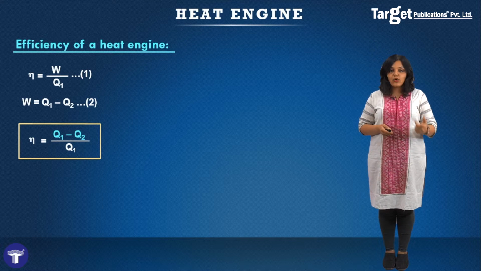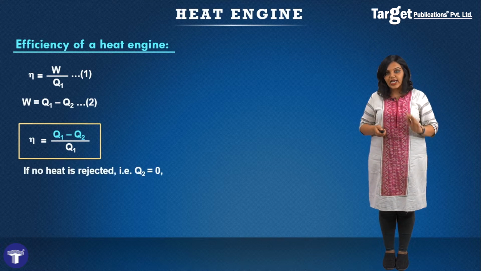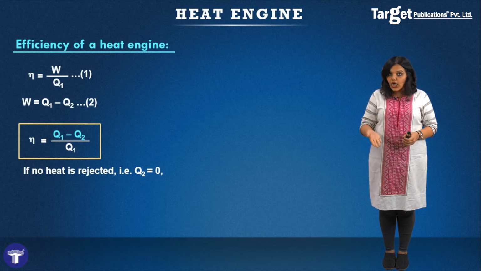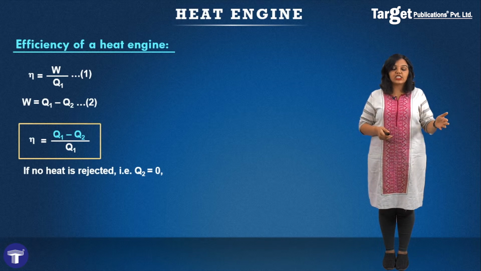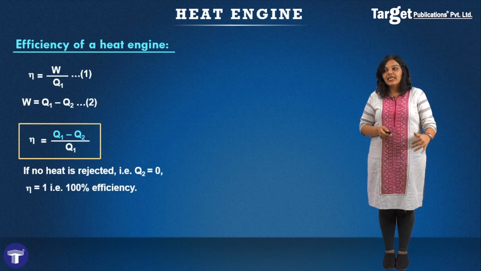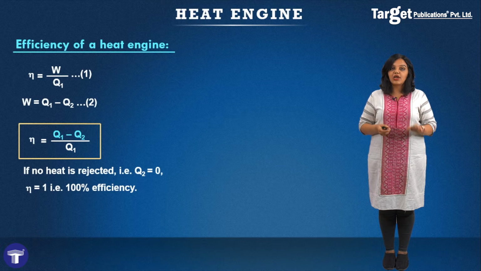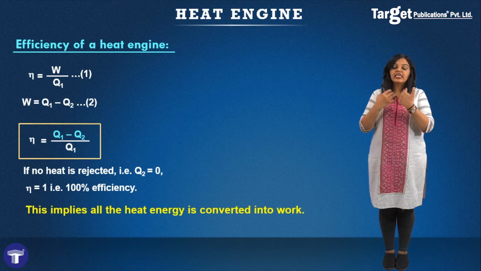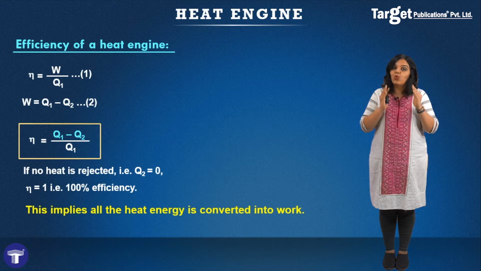Now remember, I can also see that if no heat is rejected by the system, that is, if it uses all the energy that is absorbed to do work, then I will get no heat rejection, that is Q2 will be 0, and in such a case eta will be 1, which means that the efficiency of the engine is 100%. And if a heat engine is 100% efficient, then it means that it is converting all of the heat energy that it is absorbing into work.